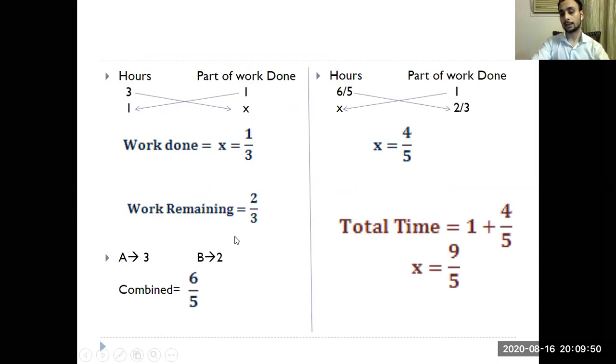उसका कितना काम रहता है? 2/3. And अगर A and B साथ काम करेंगे तो क्या होगा? Product 3 into 2 6 divided by sum 3 plus 2 5, 6 by 5 hours लगेंगे. ये 6 by 5 hours लगेंगे अगर वो पूरा काम करें. अगर सिर्फ 2/3 काम करना हो तो कितना टाइम लगेगा? Cross multiply again and you end up with 4 by 5. 4 by 5 for the new work, 1 for the previous work. So total time is 9 by 5 hours.